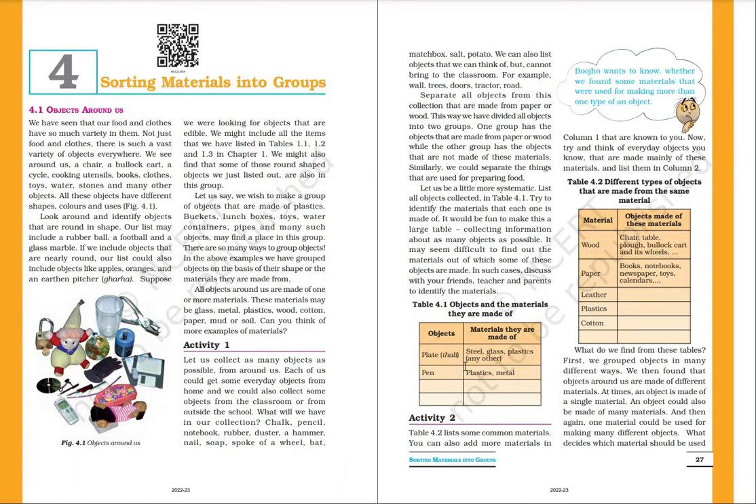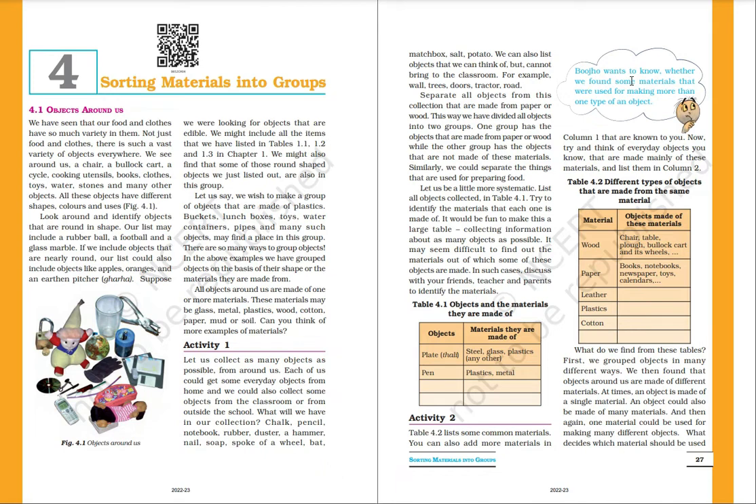Activity 2. Table 4.2 lists some common materials. You can also add more materials in. Boju wants to know whether we found some materials that were used for making more than one type of an object. Yes, plastic is a material that was used to make a toy, a basket and other things.